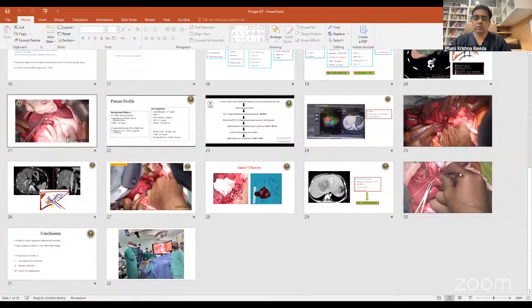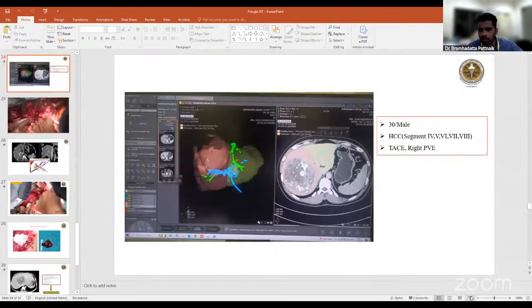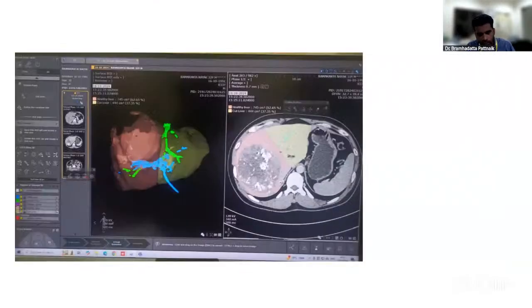So I'll just skip that slide, sir, because this was a patient where there was a lot of bleeding. So hemihepatic occlusion was not sufficient, and we went in for a Pringle for 10 to 15 minutes to take out the specimen.